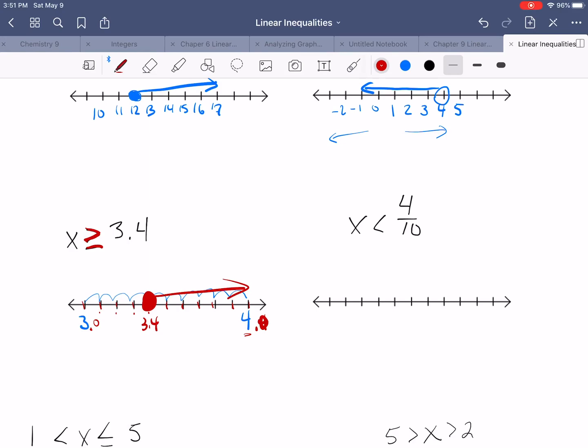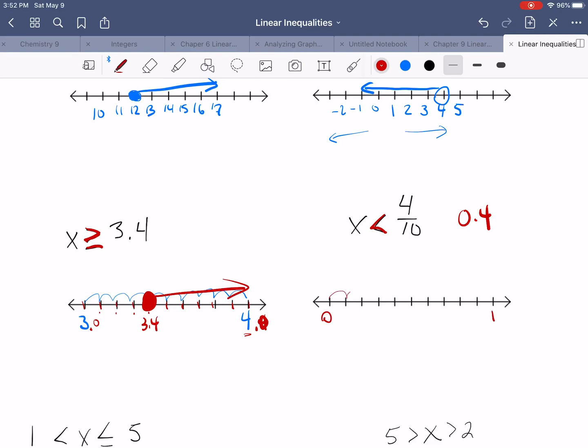The last one here says x is less than 4 over 10. So remembering as a decimal, you guys, 4 over 10 literally means 0.4. So it's a very small number, and 0.4 is in between the numbers 0 and 1. So I'm going to do the same thing. I'm going to use 0 here and 1 here.